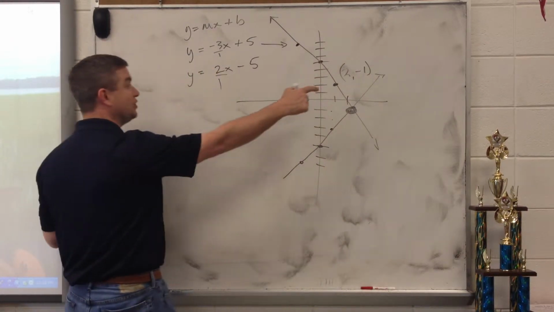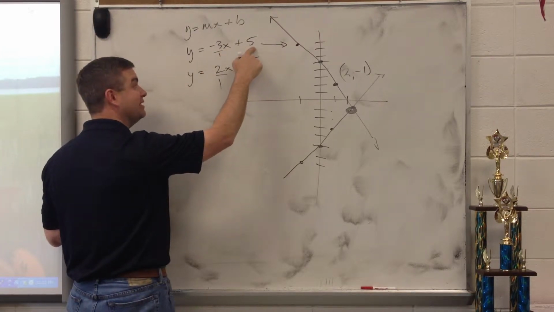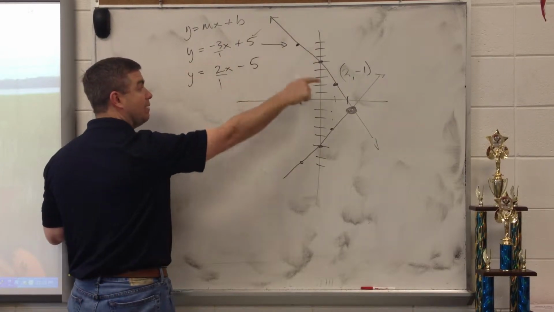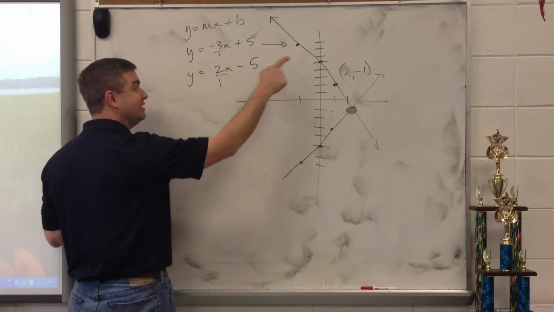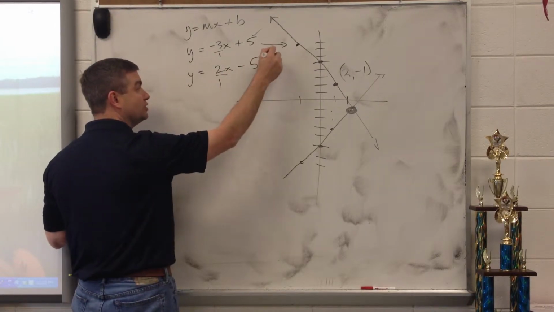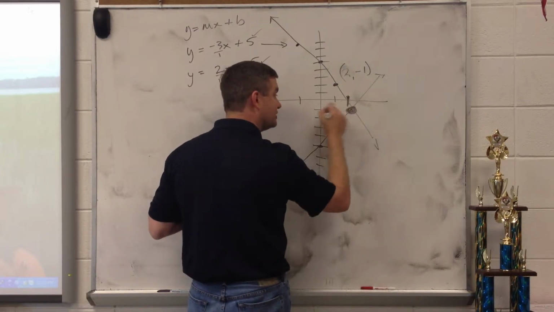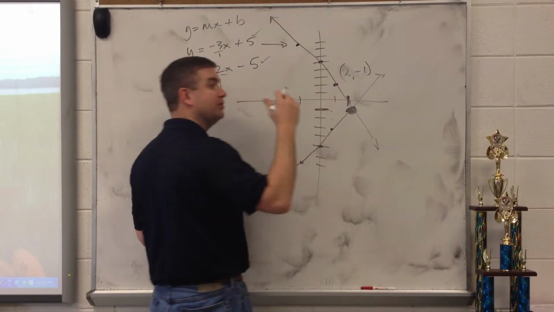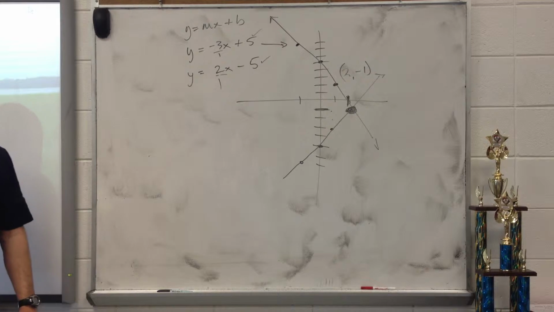I've got to take the 2 and put it right there. What is negative 3 times 2? Negative 6 plus 5 is negative 1. So the first one checks. How about 2 right there? What's 2 times 2? 4 minus 5 is negative 1. So this one checks. So you can guess where you think that point is, which we thought was 2, negative 1. That's where the two lines intersect. But you must check it.